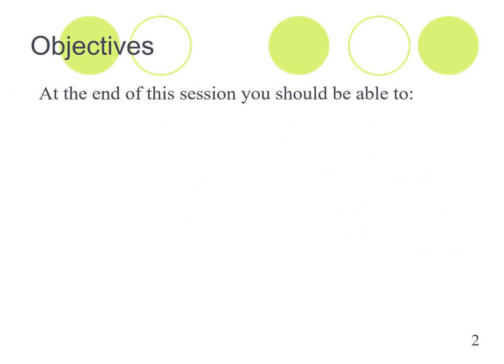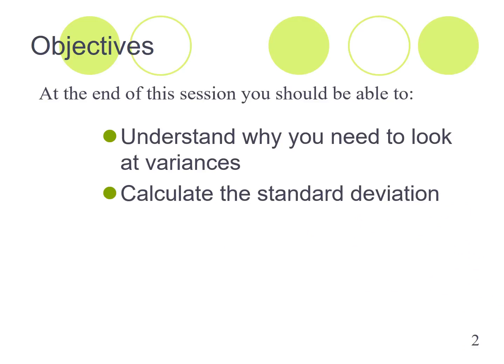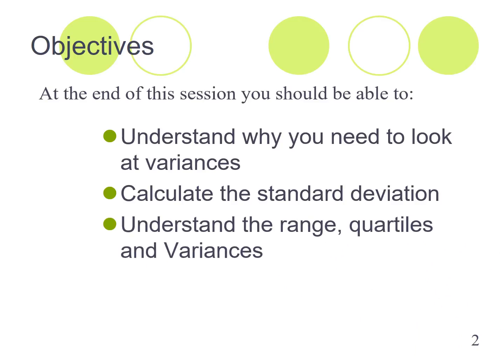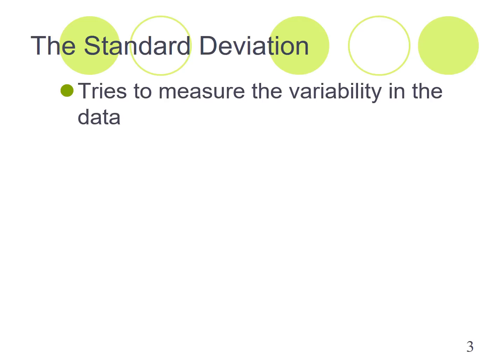Okay, so the objectives for this session. At the end of the session, you should be able to understand why you need to look at variances, and we'll go through all of that. Calculate the standard deviation. Understand the terms the range, the quartiles and variances. It tries to measure the variability of data.